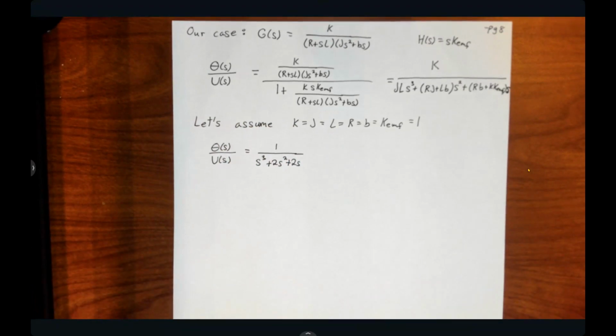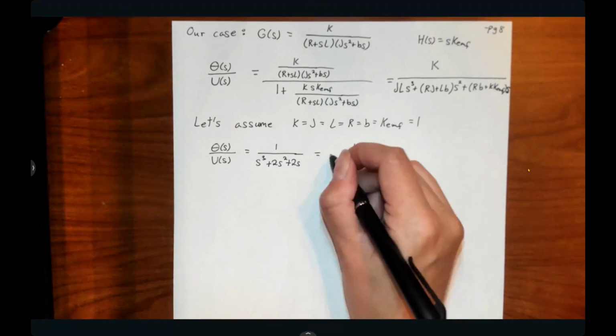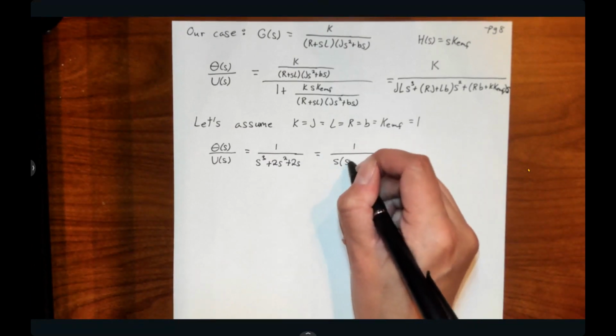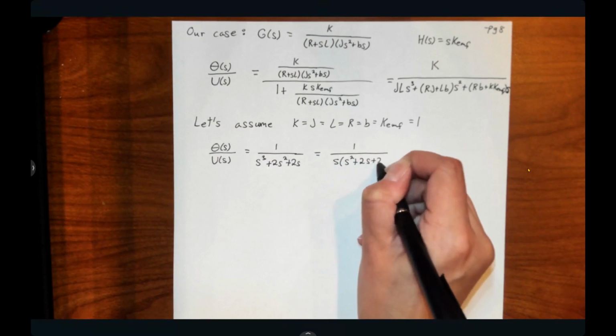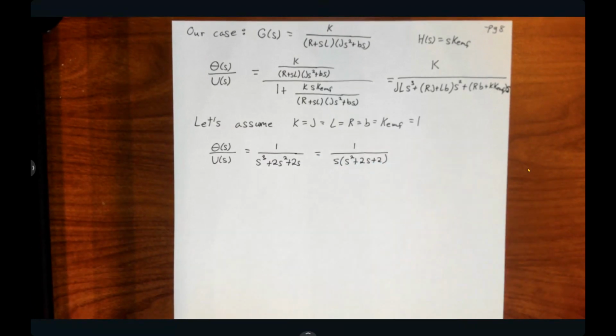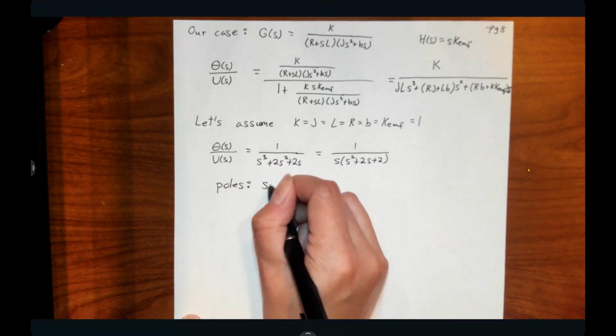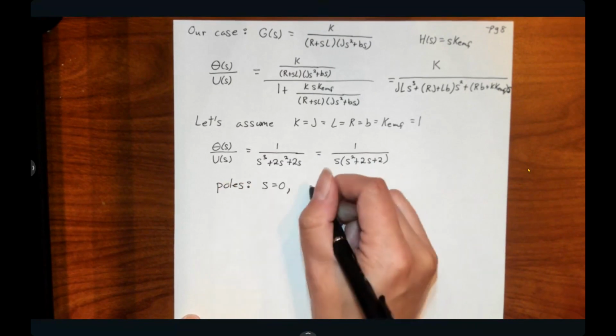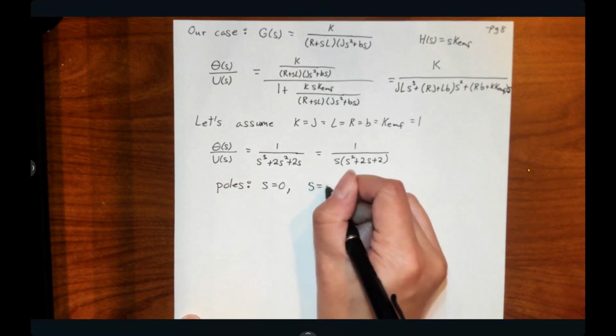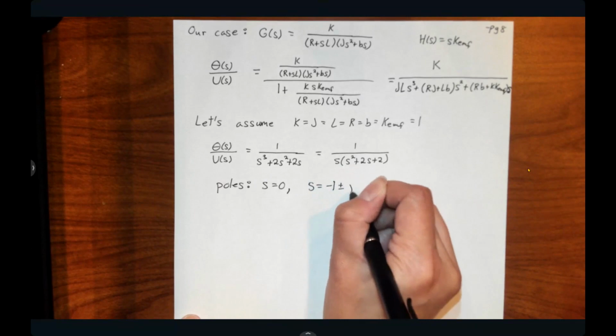And so one thing that we've learned with transfer functions like this is that something we're really interested in is looking at the poles of the transfer function. So if we rewrite this just a little bit, so we have s times (s squared plus 2s plus 2), then the poles that I have here are 0, and then the quadratic formula gives us -1 plus or minus j.